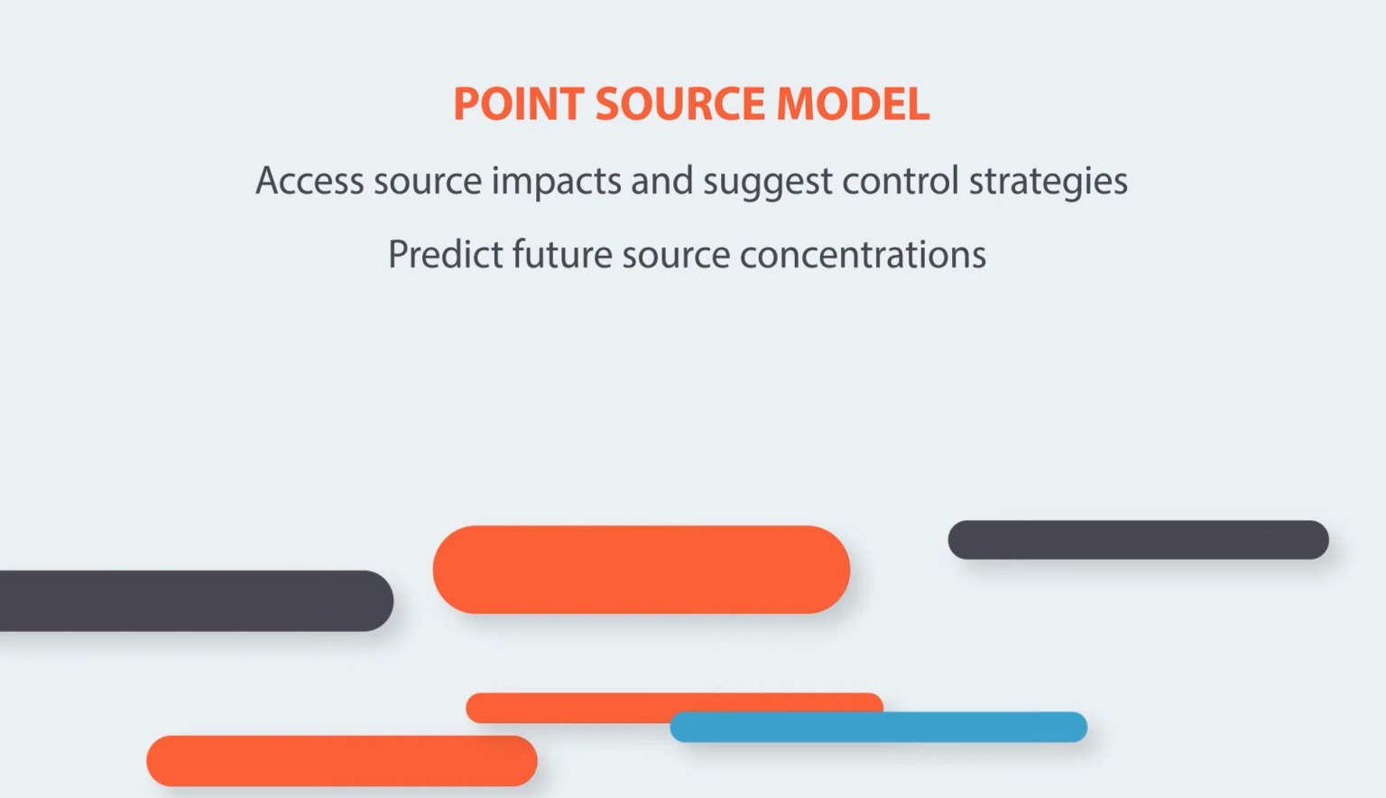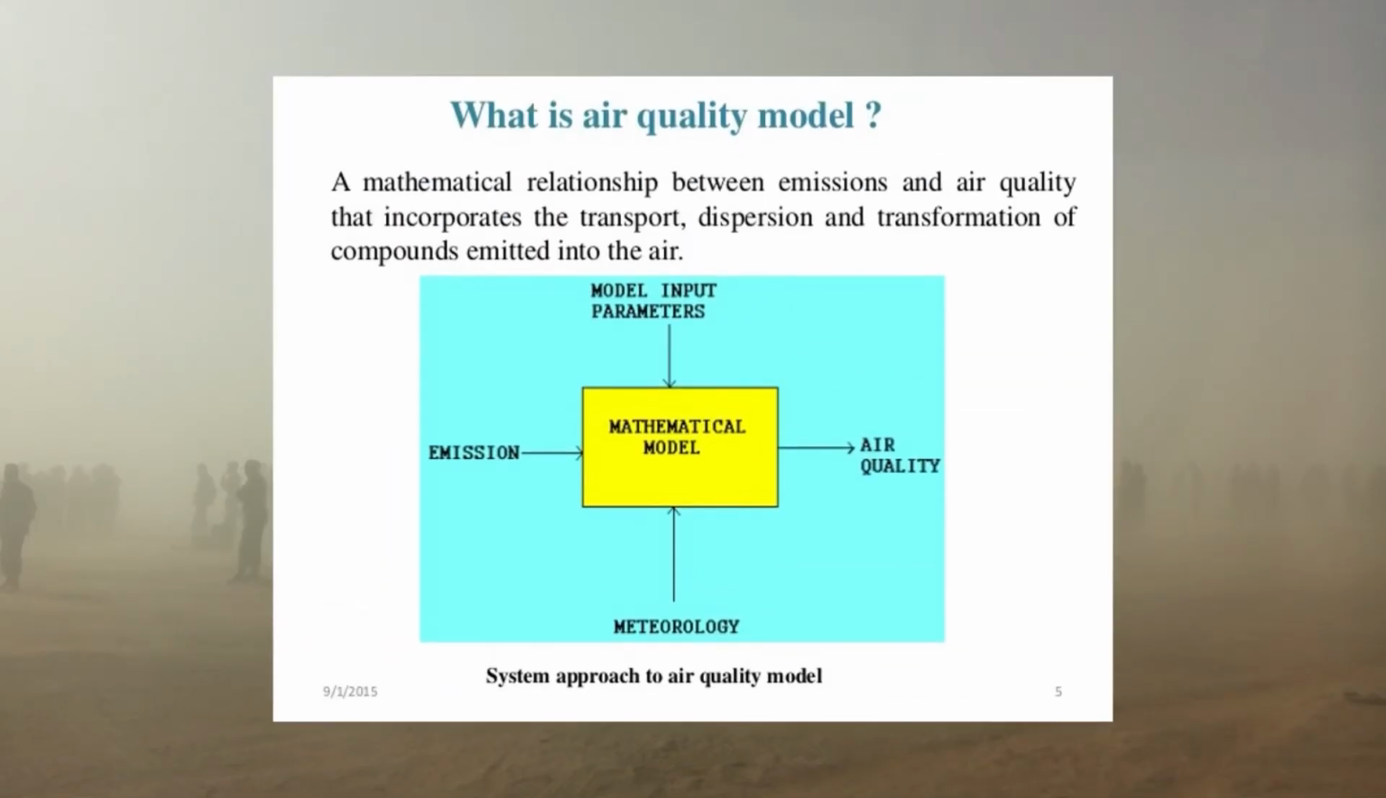So these are the main usage of this model. It is mainly used to predict also the future concentrations. If at all there is an industry coming up in an area, what could be the concentration in the downwind direction or in a given location. So basically, the air quality model is a mathematical relationship between emissions and the air quality that incorporates transport, dispersion, and transformation of compound emitted into the air.